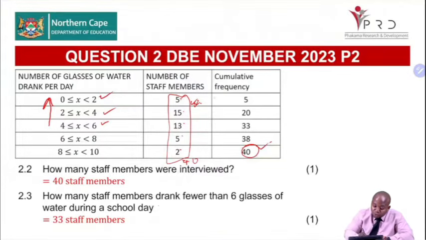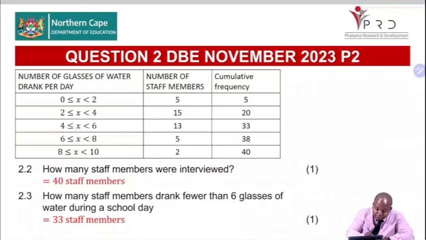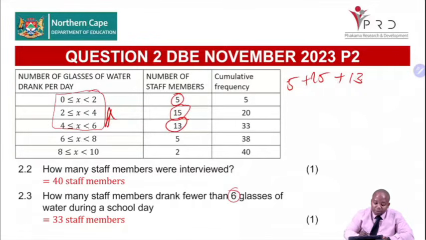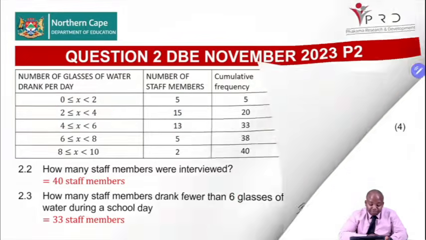So for this part, remember, we're working from around this interval. So we're going to add the 5 plus 15 plus 13. So we're looking at those that are fewer than 6. So it is from that interval going up. So this is going to be 33 staff members. So the answer is going to be 33 staff members for that question.